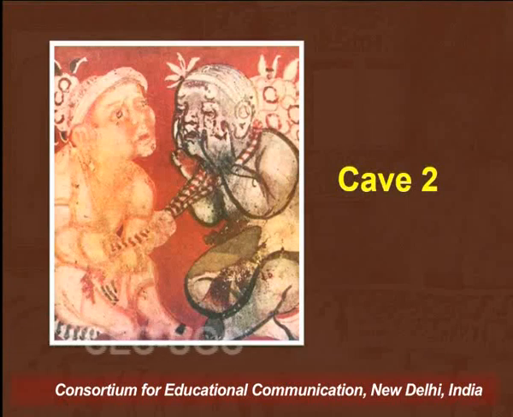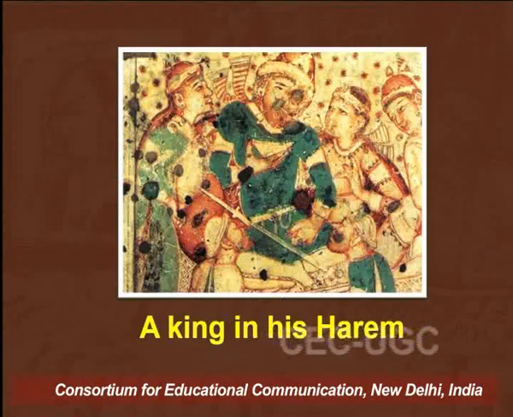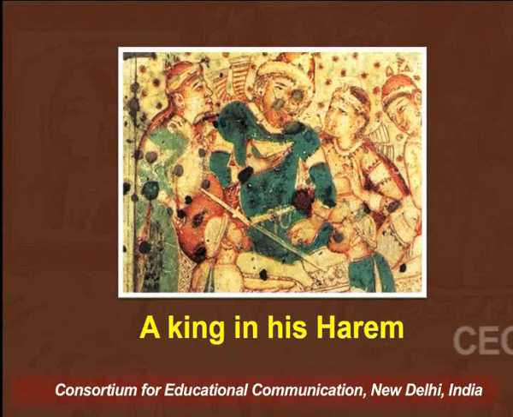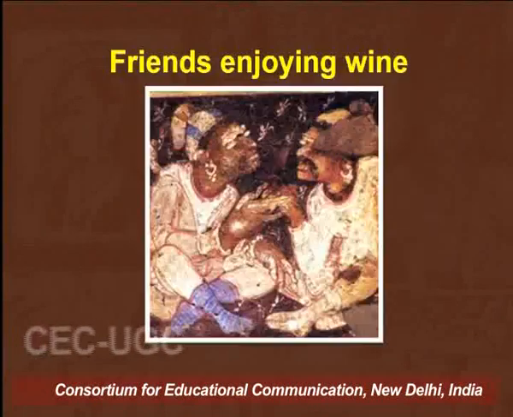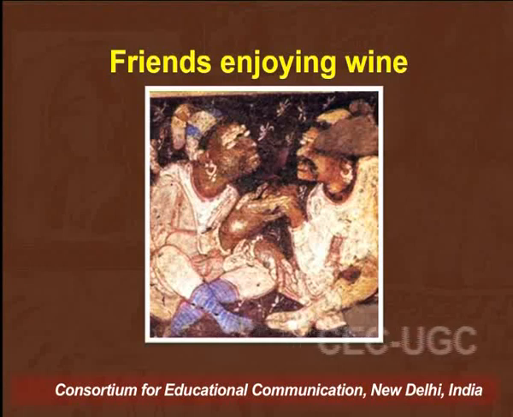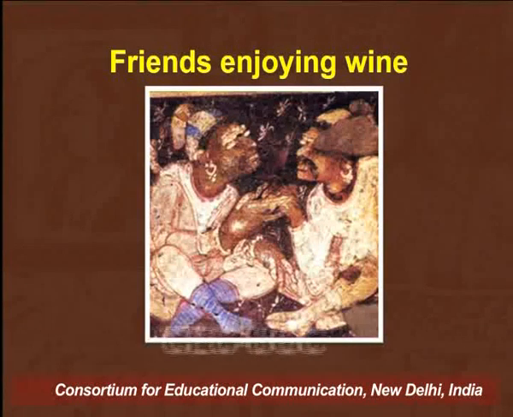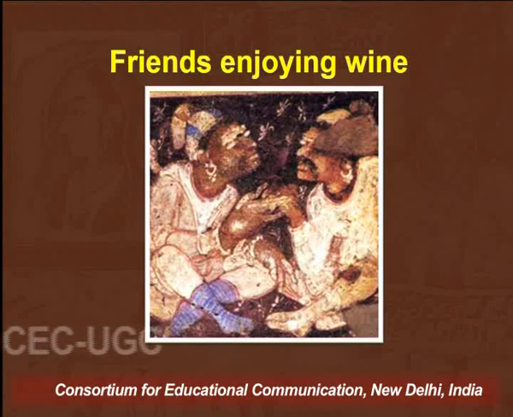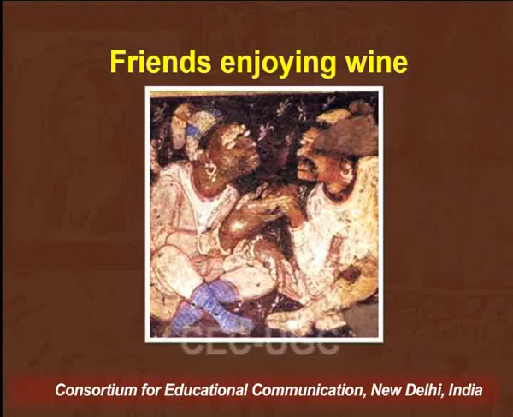Again, this is a different kind of visual altogether, which is not about women or dancing girls or apsaras. So there was a lot of diversity in the way themes were picked up, and this particular visual shows a king in his harem, which again is a more secular theme. So it is not as if all the paintings were about Buddhism or related to religious philosophy. It was also about life, about leisure, about time spent together.